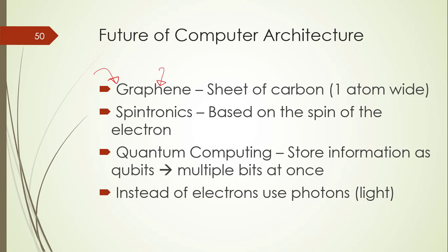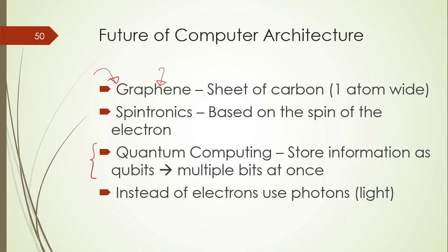Next comes spintronics. In spintronics, we rely on the spin of the electron. That's what stores the state, and that is what we use for computing. Quantum computing, you would have heard a lot about it, particularly with the recent announcements of IBM, Intel and Google.